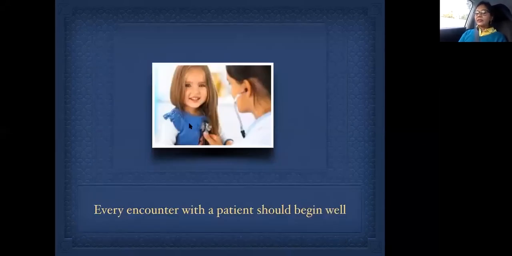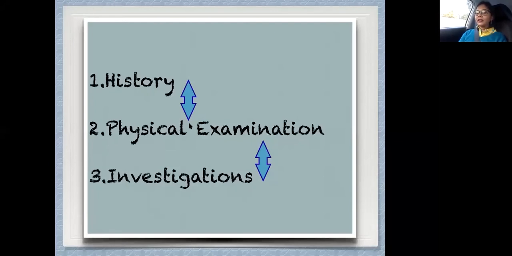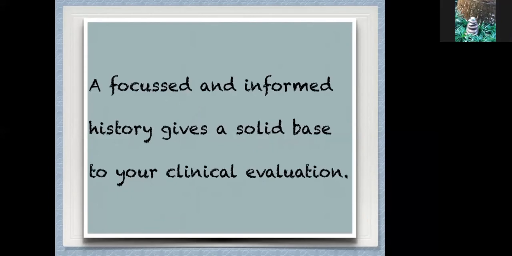Every encounter with a patient should begin well, and you know that our evaluation starts from history and goes into physical examination. If you find any point in physical examination which you think is not in line with the history that you got, then you have to go back to your history and re-elicit it and corroborate it with the physical examination. Same with investigations. If you find something in investigations which doesn't fit into your history and physical examination, then you go back and forth and corroborate everything, and that is the way to reach a proper diagnosis so that you can make a proper plan to help the patient. A focused and informed history gives a solid base to your clinical evaluation.